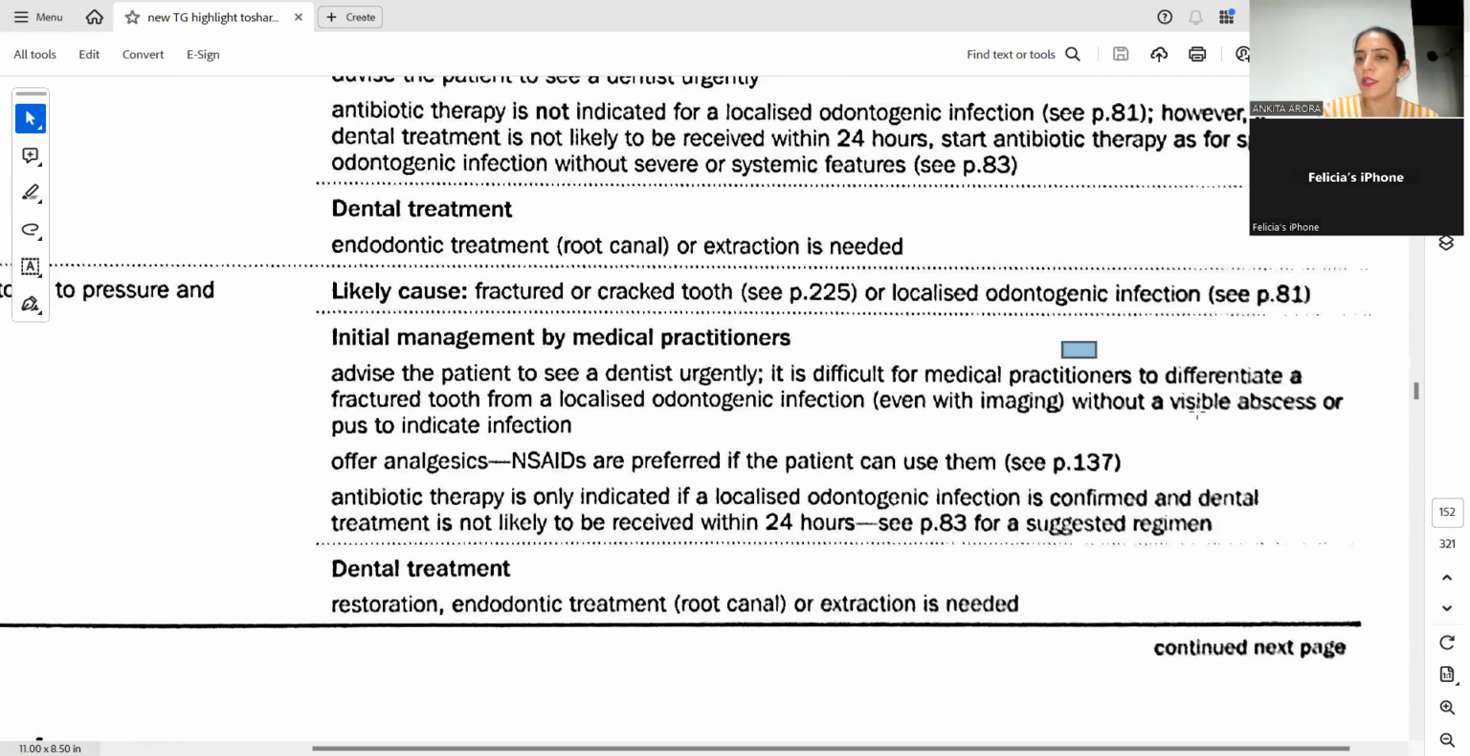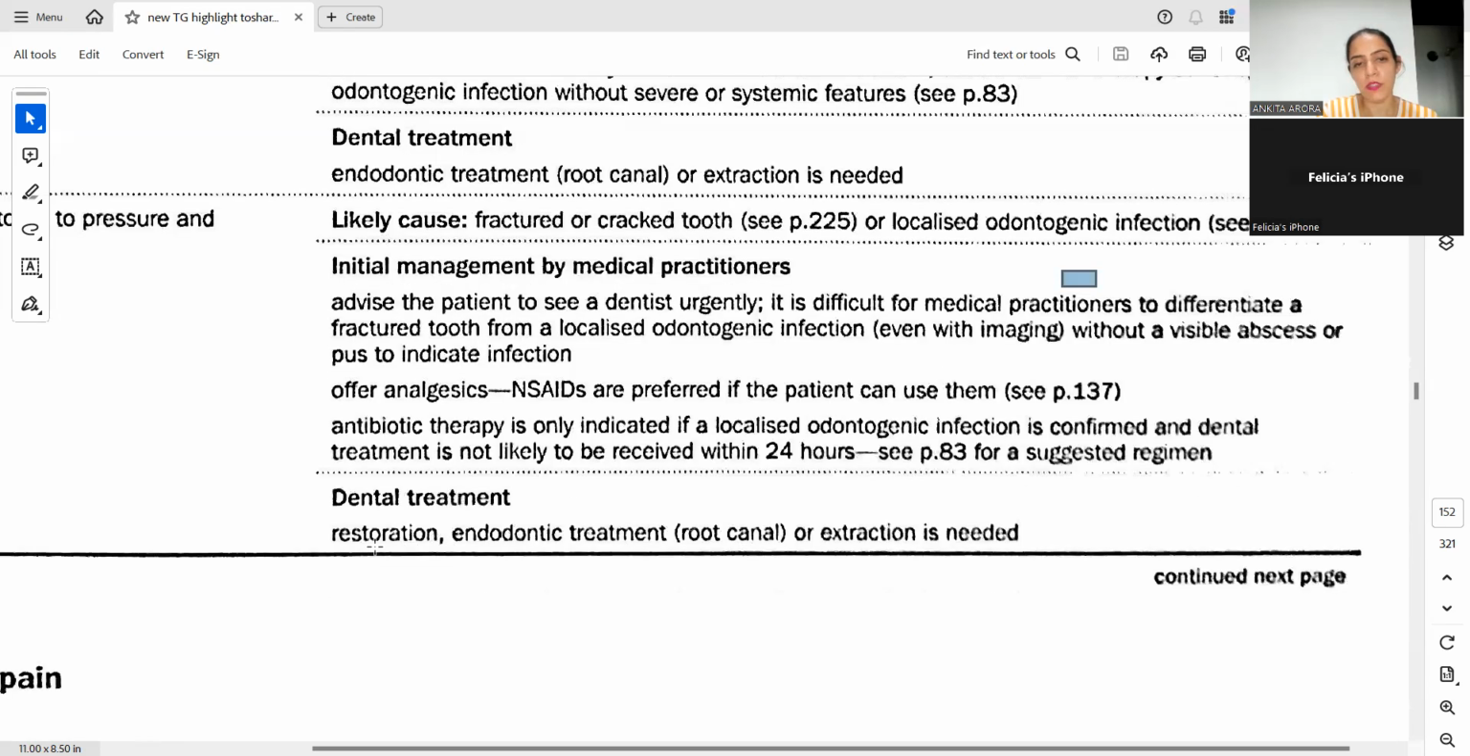It is difficult for medical practitioners to differentiate a fractured tooth from a localized odontogenic infection, even with imaging, without visible abscess or pus or other indication of infection. Offer analgesics to the patients. NSAIDs are preferred if the patient can use them. And antibiotic therapy is only indicated if, again, the patient is not able to see a dentist within 24 hours.